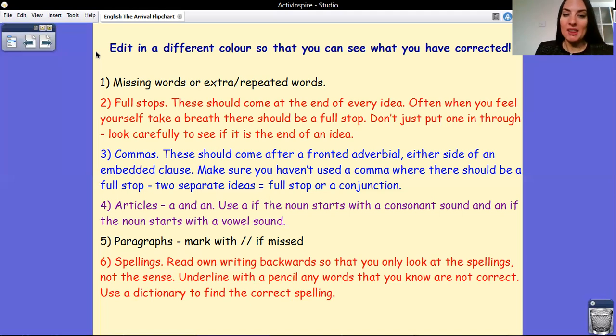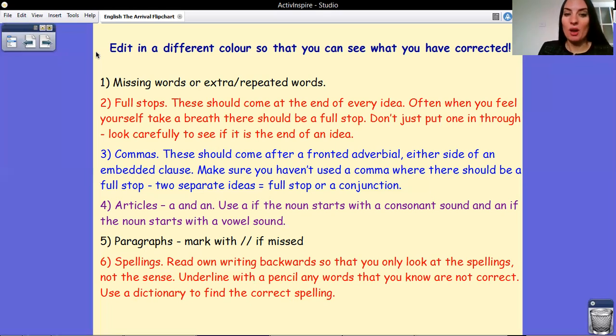We've also written commas either side of an embedded clause. Now remember, a clause is a part of a sentence. An embedded clause is extra information in the middle of a sentence that you can take out, and the sentence would still make sense. It's just adding information, but there should be a comma at either side of it. And also make sure you haven't used a comma where there should be a full stop or a conjunction. So as we just said earlier, if it's two separate ideas, either it should be a full stop or a conjunction. Lots of times that's where people are just putting a comma and it doesn't make sense. So just have a little look for that. So if you pause and you look at your commas next, please.